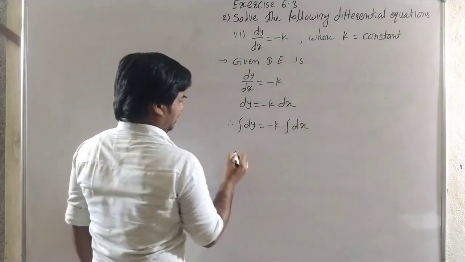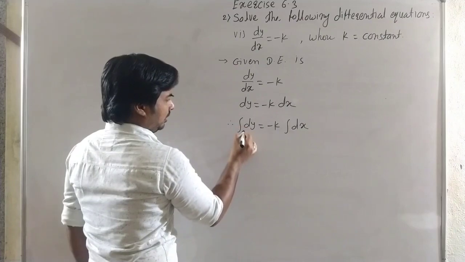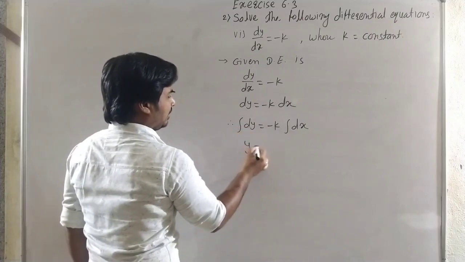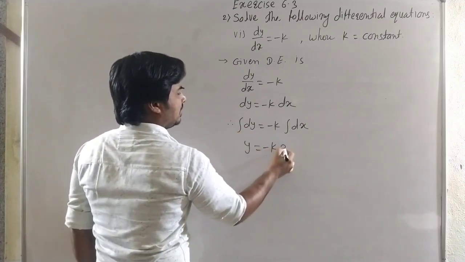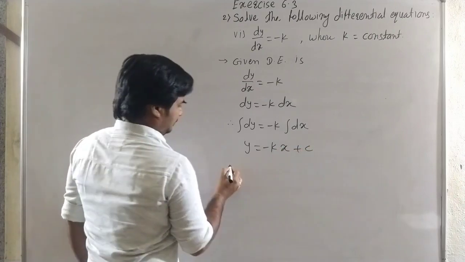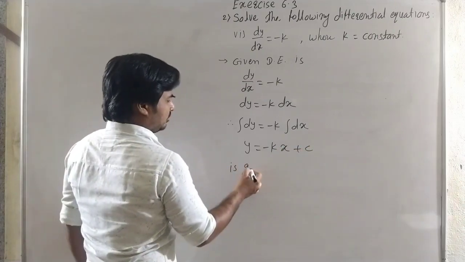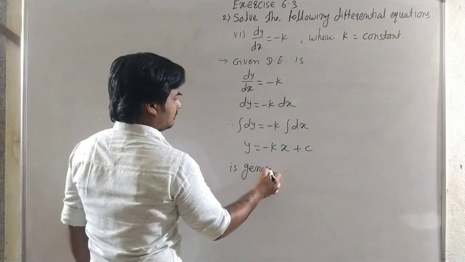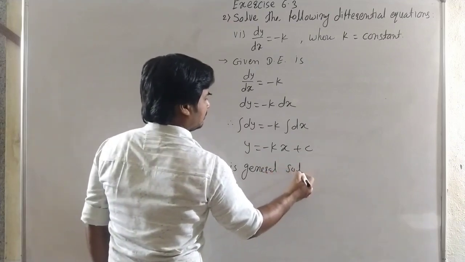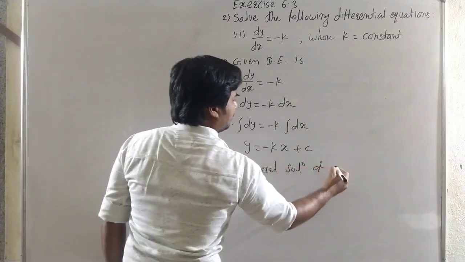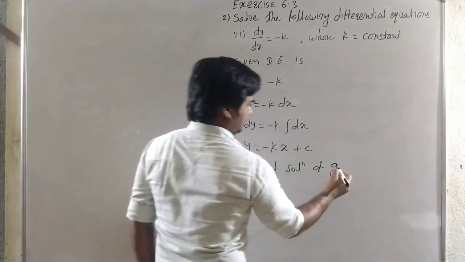K is a constant, and the integral of 1, that is the integral of dy, is y, which is equal to minus kx plus c. This is the general solution of the given differential equation.